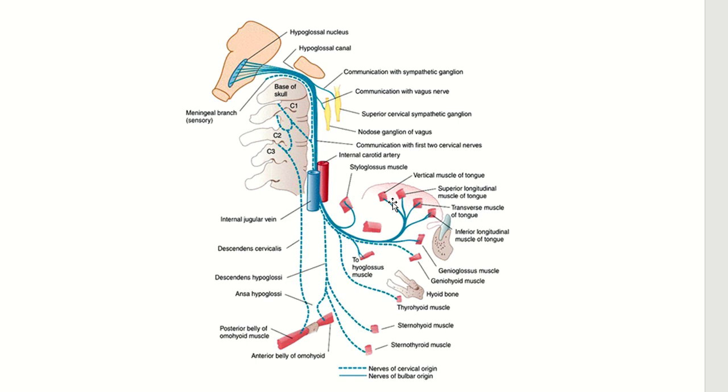And then you're getting branches supplying the vertical muscles, superior longitudinal muscles, transverse muscles, inferior longitudinal muscles, and the genioglossus muscle. And the C1 ramus, which is accompanying it, will supply the thyrohyoid muscle and the geniohyoid muscle. It is forming the descendens hypoglossi, which is the descending limb of ansa cervicalis, and through this limb it is supplying the sternohyoid, sternothyroid, and the anterior belly of omohyoid muscles. So this is about its branches and distribution.